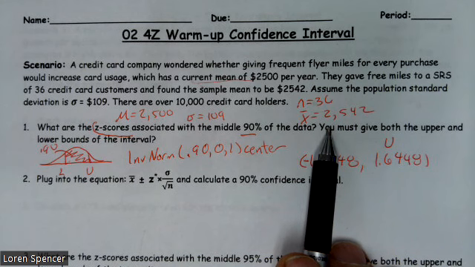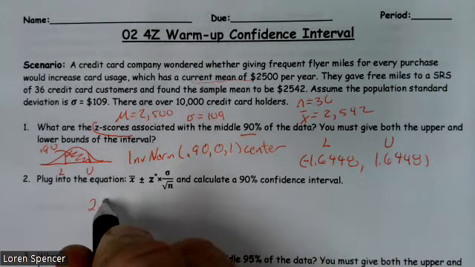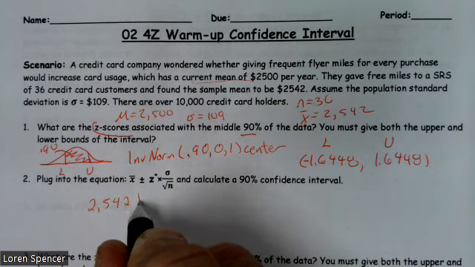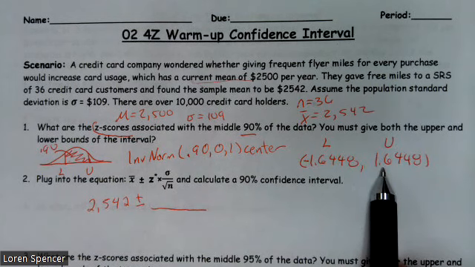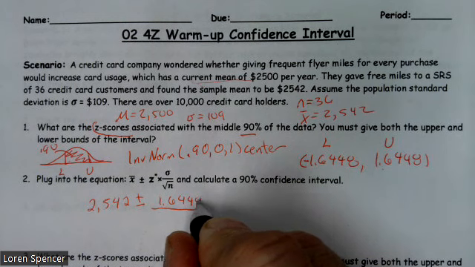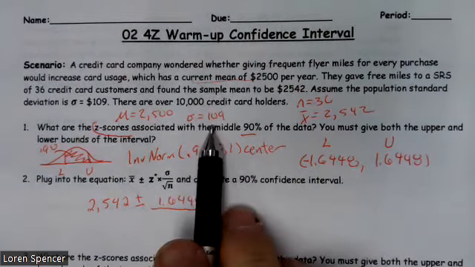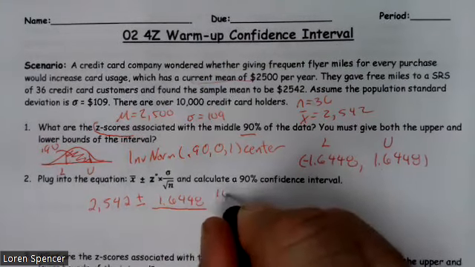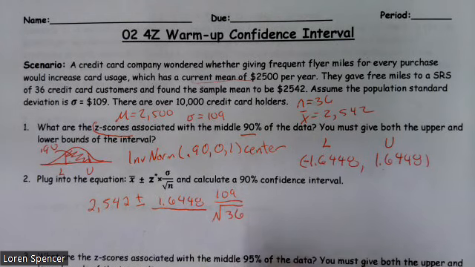Well, we said x bar is 2,542. So we have 2,542 plus or minus our z star we just calculated, which is 1.6448. Our standard deviation of the population is 109, and our sample size is 36.